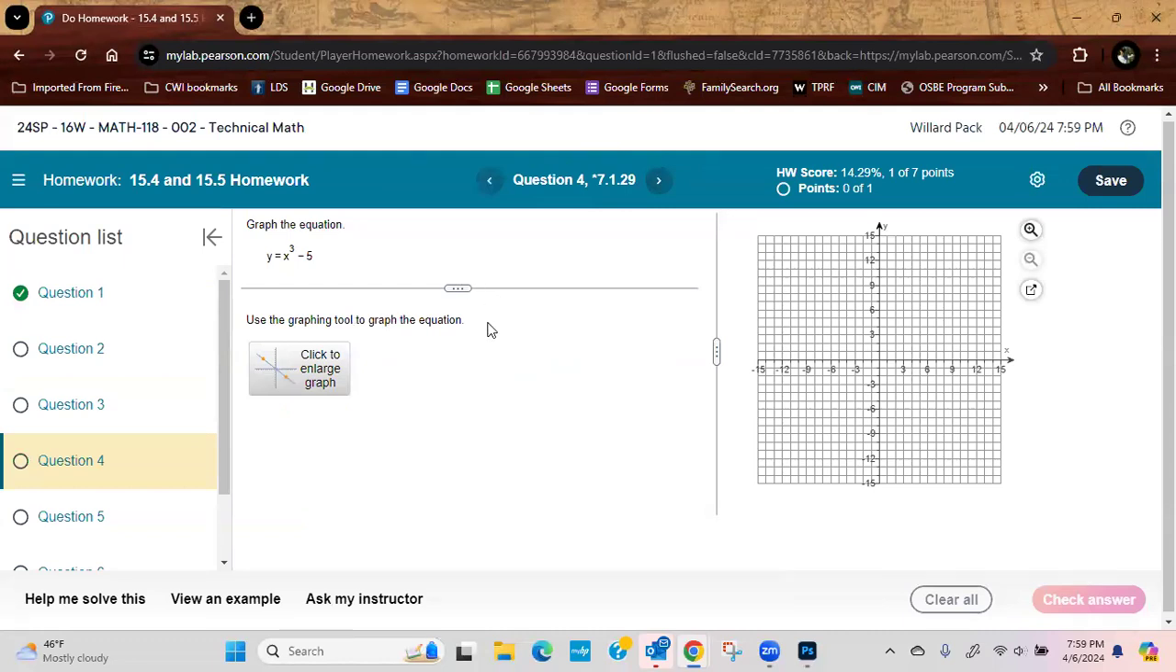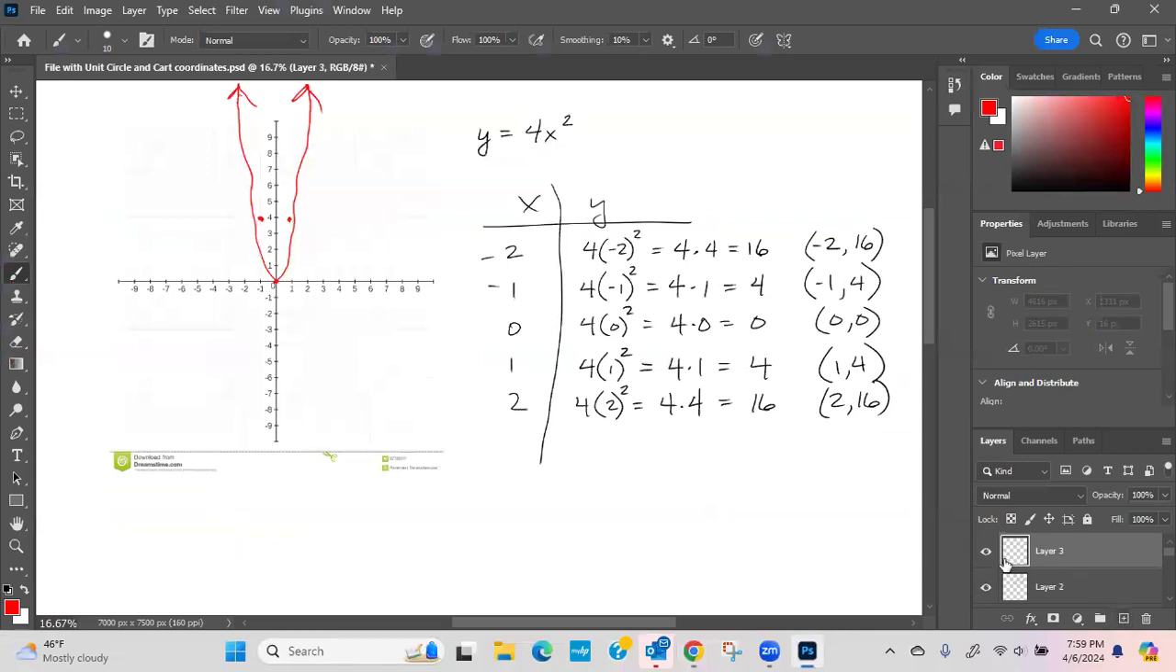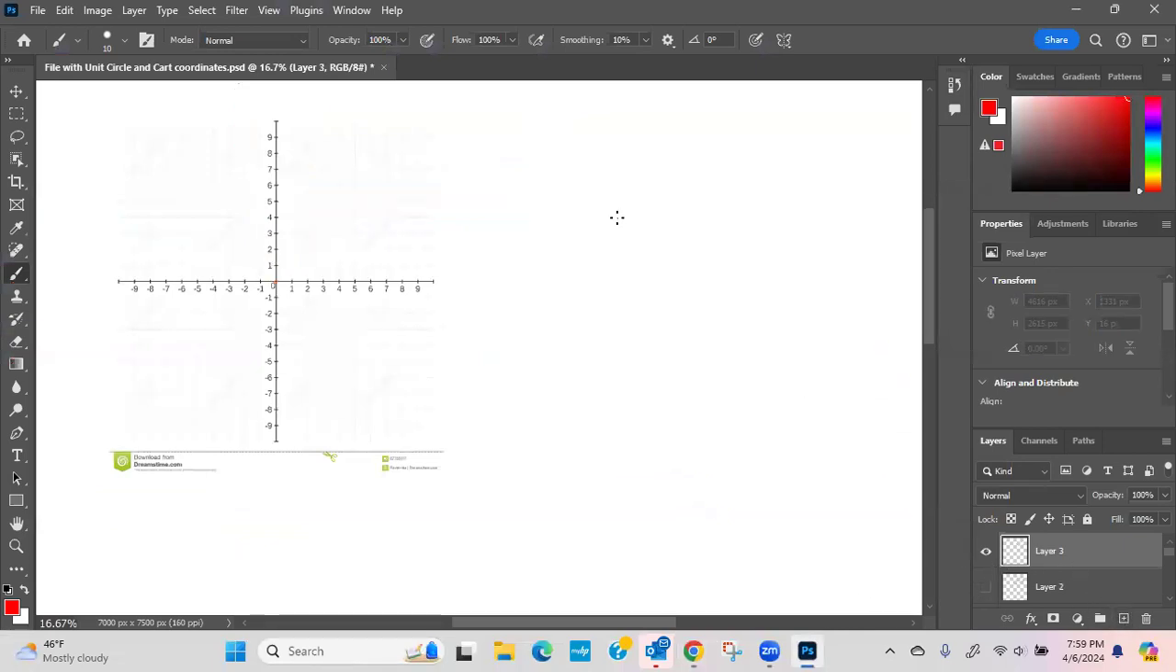This one is a little closer to the first one I did, where I had x squared minus x plus 6 or whatever it was. Only now we've got to cube it. So let's go ahead and do this one. y equals x cubed minus 5. Let me get another layer here. And let's see, we've got y equals x cubed minus 5.